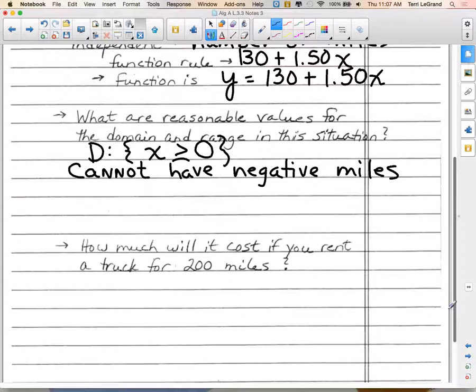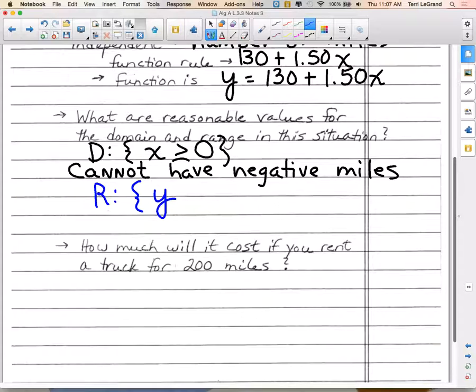Okay, a reasonable range. Based on our domain, what do you think is going to happen with our y values? So if we packed up this truck, didn't even take it out of the driveway, and then we unloaded the whole thing, we didn't put any miles on it, how much would it cost us? 130.